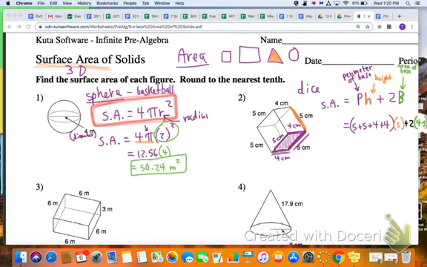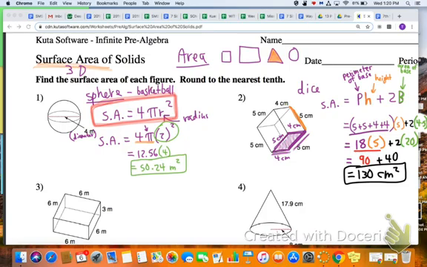So all we got to do now is do some calculations here. So 5 plus 5 plus 4 plus 4 is 18. The purple is 18. Take that times 5, and then we're going to add that to 2 times 20, okay? All right, one more step of calculations. 18 times 5, I believe that's going to give us 90, plus 2 times 20 is 40. That's going to equal 130 centimeters squared. That is the surface area of that box, okay?